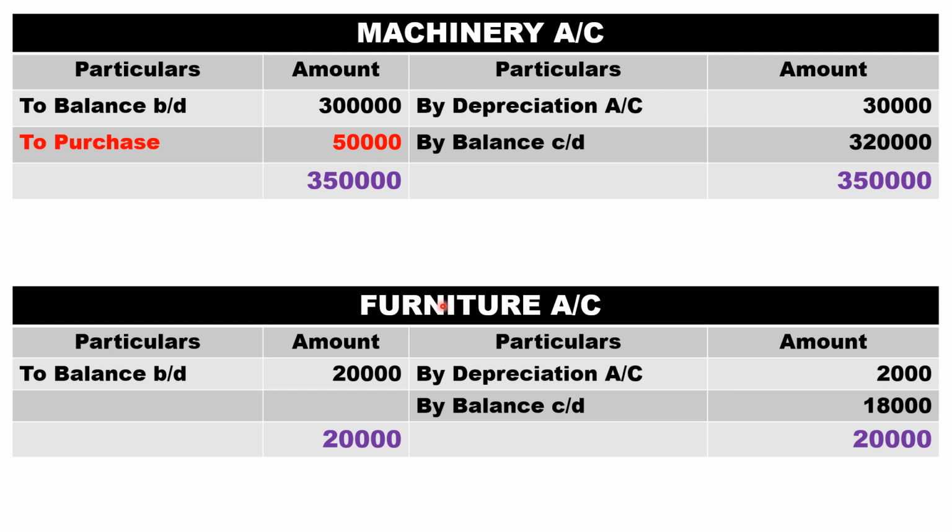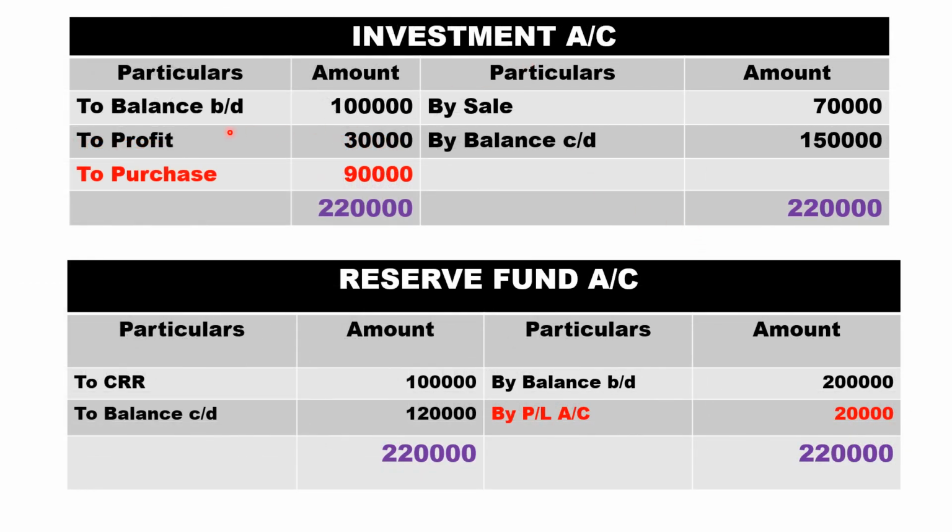Next, furniture account. To balance brought down, by depreciation 2,000, closing balance 18,000. So furniture account tallies, it indicates that there is no purchase of furniture and no sale of furniture. Next, investment account. It's an asset. To balance brought down 1 lakh. There is a profit on sale of investment, rupees 30,000, which we discussed in adjustment number 3. Then sale of investment 70,000, followed by closing balance of investment 1,50,000. So you get the differencing answer 90,000 as purchase of investment.